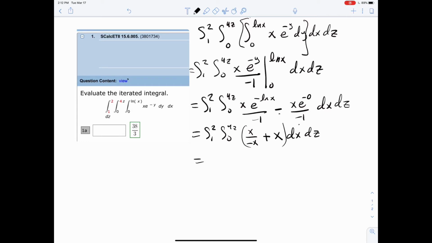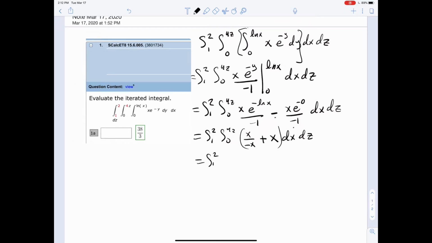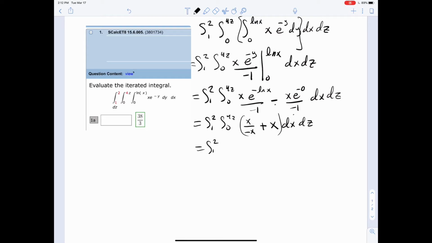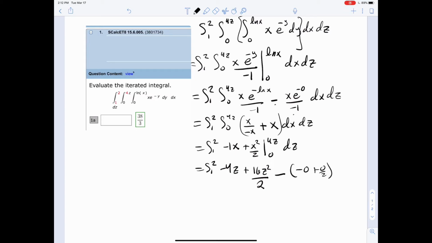Okay, so now we can integrate the x's. So this is really -1. When we integrate that with -1, we'll just get -1x. Integrate x, you'll get x squared over 2. Evaluate that from 0 to 4z. And then we're going to get -4z plus 16z squared over 2 minus -0 plus 0 over 2 dz. So those are both 0.